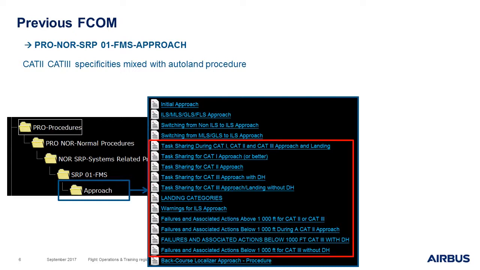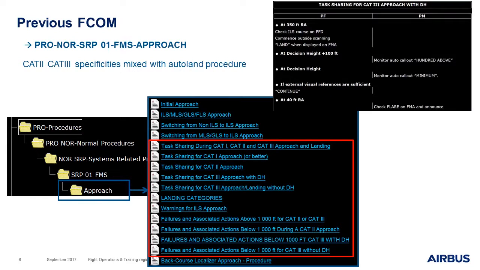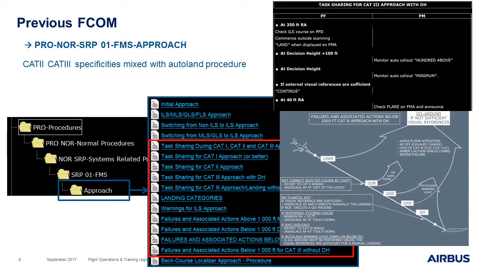All these chapters deal with CAT II/CAT III and autoland. So you will find the task sharing that is given for a given type of LVO approach, in this example, CAT III approach with DH. And this illustration provides the management of failure cases. And this is this section for which we have received feedbacks from operators.